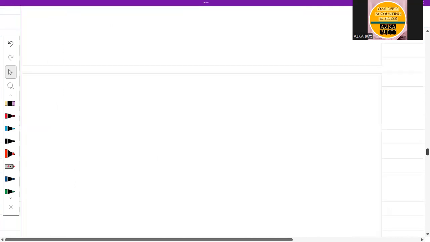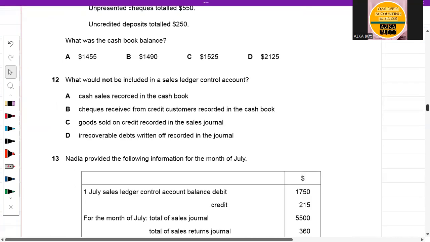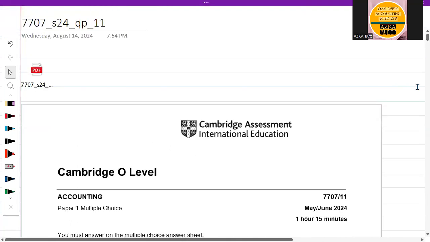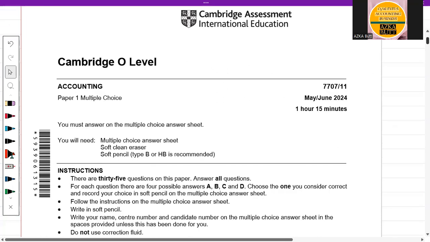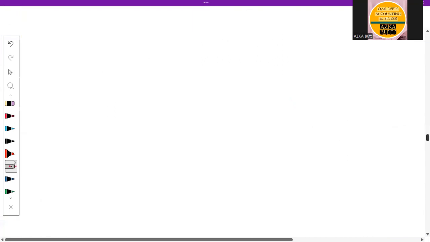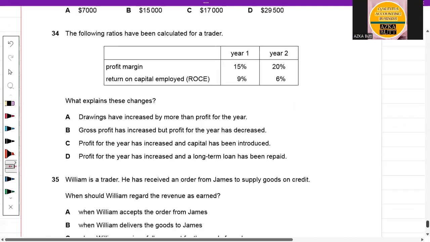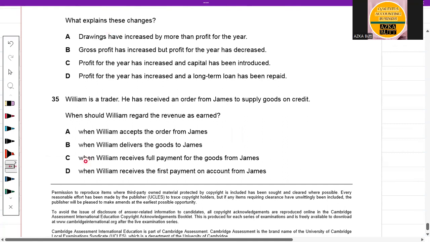Today we are going to solve paper 1, O Levels or IGCSE accounting, paper 1, variant 1, and this is a new paper, as you can see, May June 2024. This is your multiple choice question paper, and you have 1 hour 15 minutes in total to solve the whole paper. So I'm going to start from here.